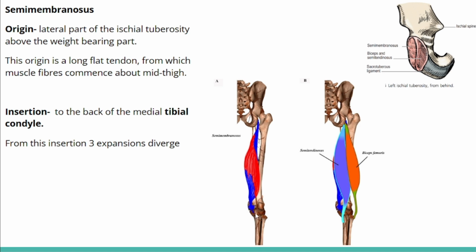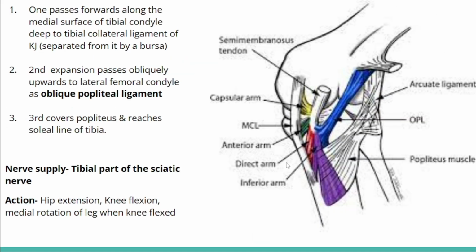From this insertion, three expansions diverge. You might see this picture blurred, sorry for that. One expansion passes forward along the medial surface of the tibial condyle deep to the tibial collateral ligament. This one is highlighted in green. The second expansion, which is the oblique popliteal ligament, passes obliquely upward to the lateral femoral condyle. The third one covers the popliteus muscle and reaches the soleal line of the tibia.